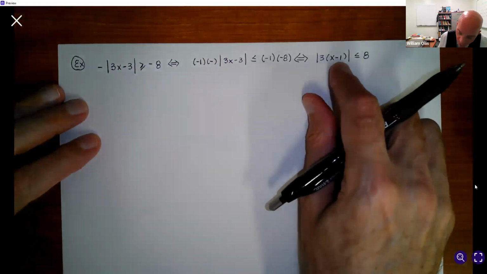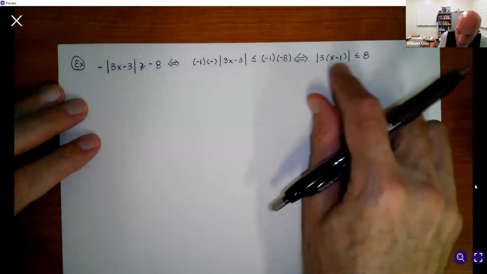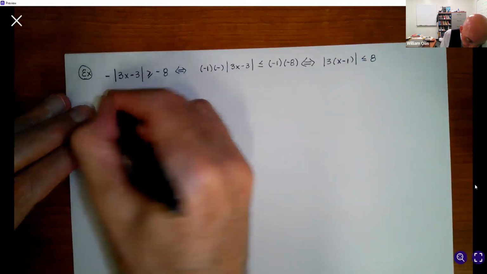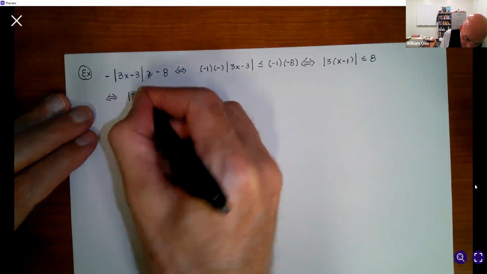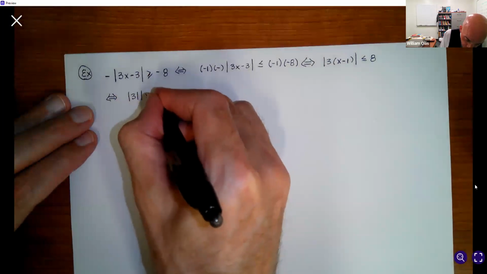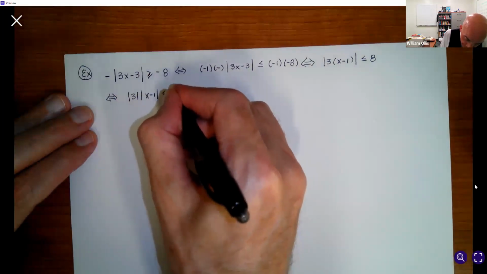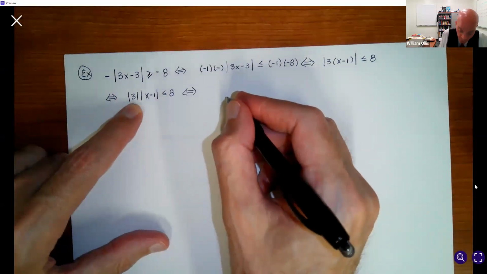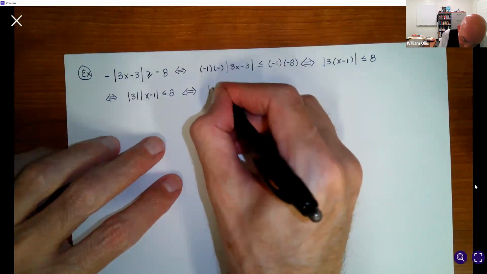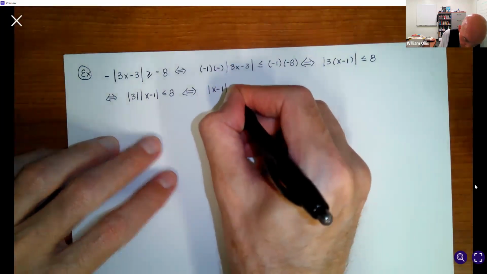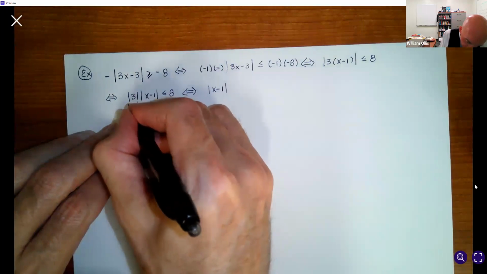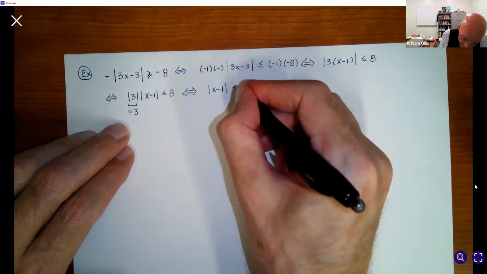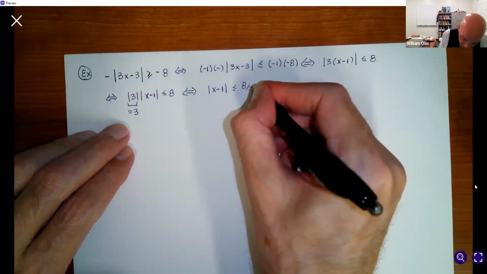But now let's go ahead and use the product rule here. We've got the absolute value of the product. So just for practice, this will be the absolute value of 3 times the absolute value of x minus 1 is less than or equal to 8. And now, of course, the absolute value of 3 is just 3, so we can divide both sides by 3. So just remember, the absolute value of 3 just equals 3. So this will give us the absolute value of x minus 1 is less than or equal to 8/3.